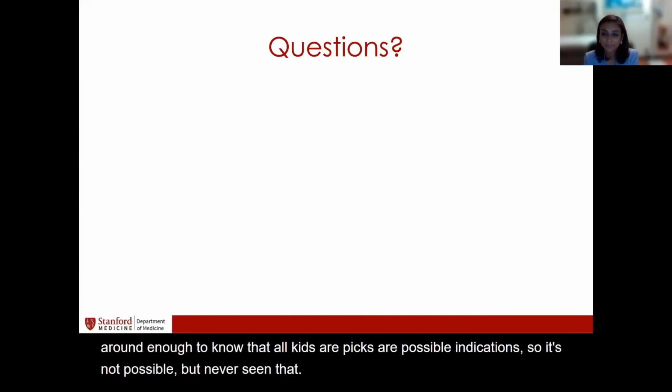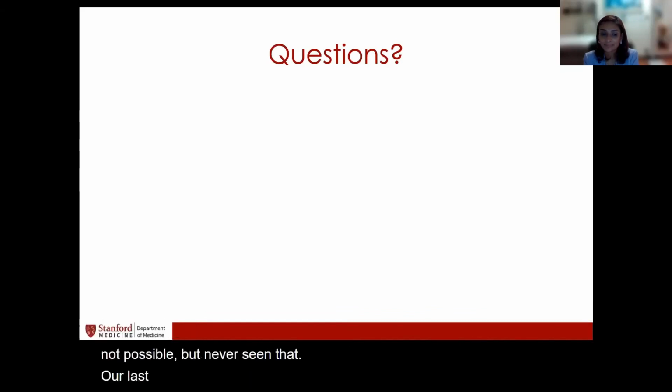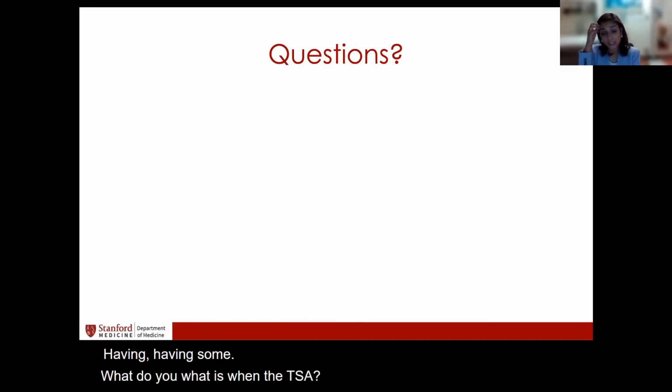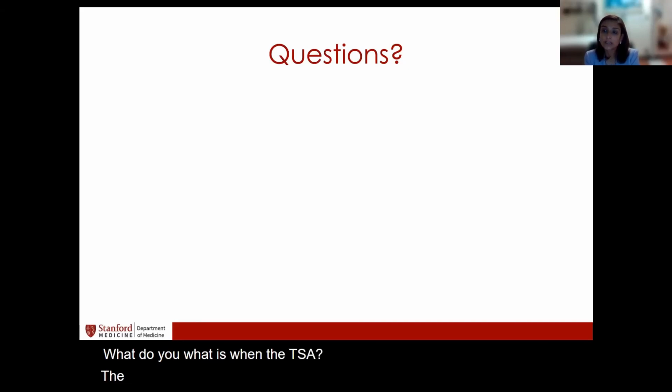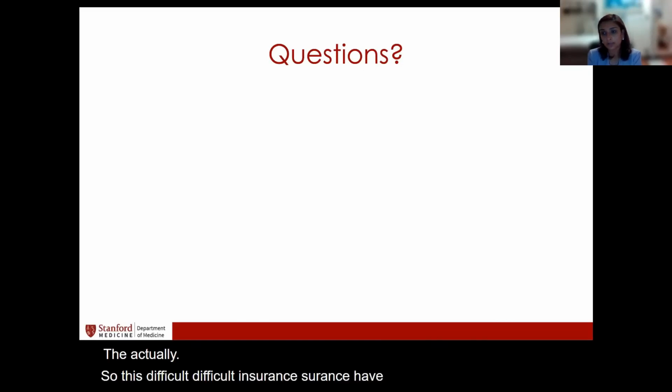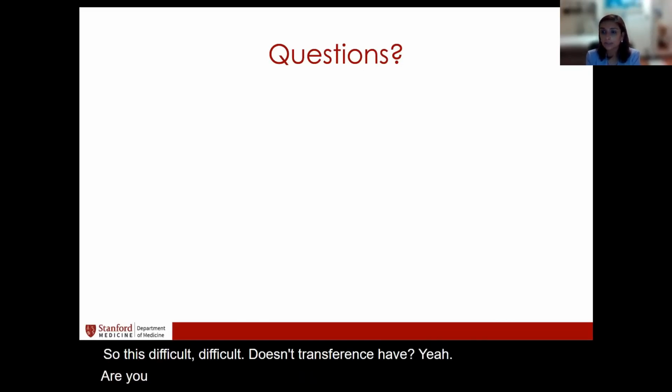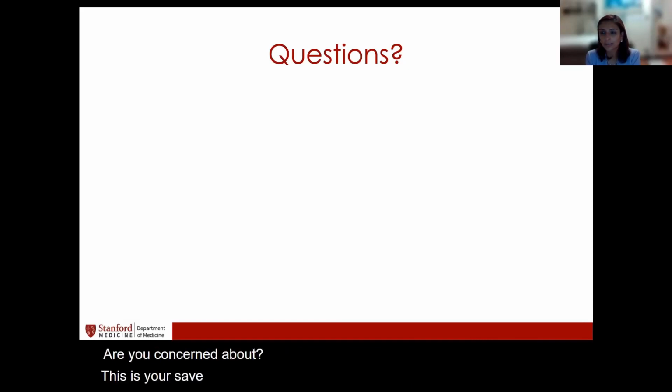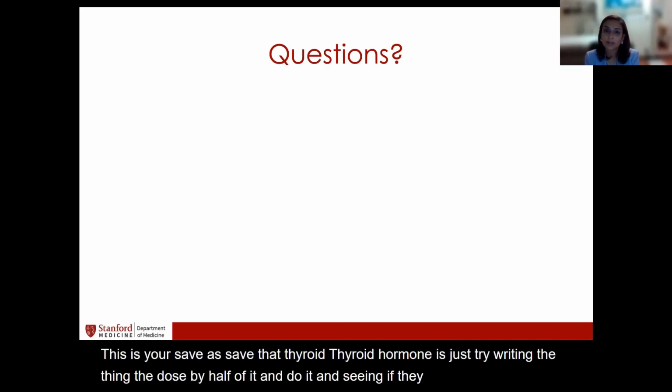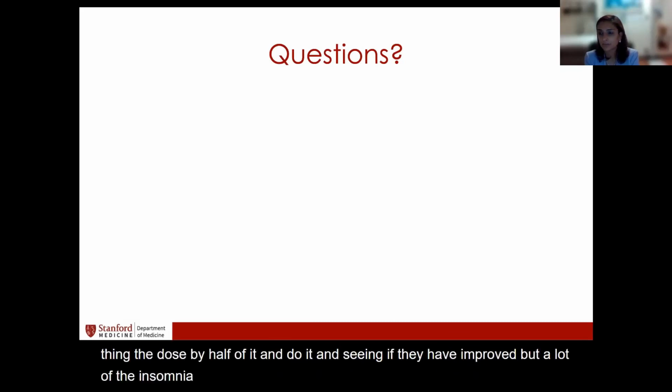Okay, and this will be our last one. I've been having some insomnia since my total thyroidectomy that I never had before. What do you advise when the TSH is normal? So this is kind of difficult. What is your insomnia from? Are you concerned about recurrence? It's hard to say if it's from the thyroid hormone if your TSH is normal. You could try reducing the dose slightly by half a tablet and seeing if the insomnia improves. But a lot of times the insomnia is from something else if your TSH is not fully suppressed.